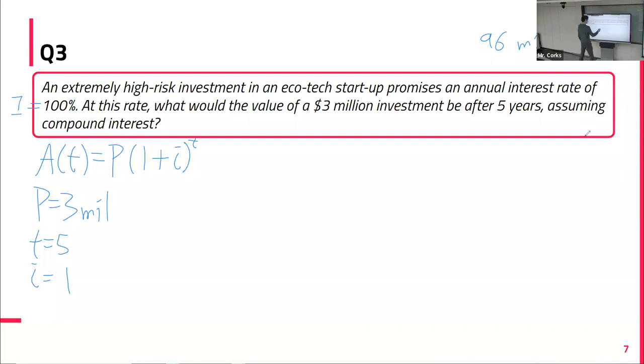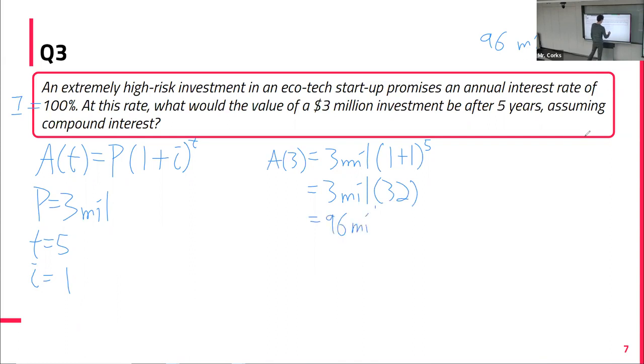All right, and we just put in all the parts. So A here is 3 million times 1 plus 1 to the exponent 5. So that's 2. 2 to the exponent 5 is 32. So 96 million. All right. So a nice short question here. Yes, next question. Everyone's ready.